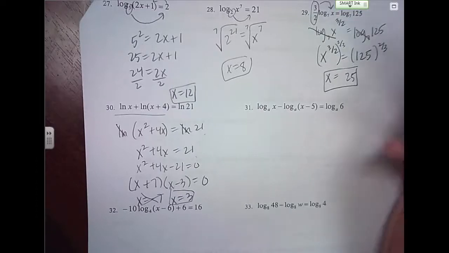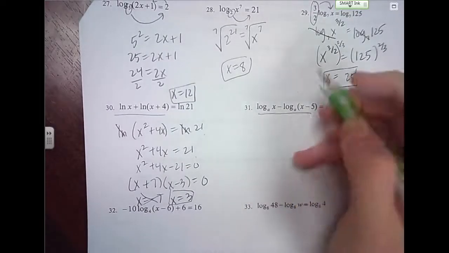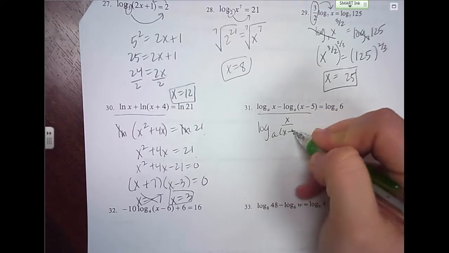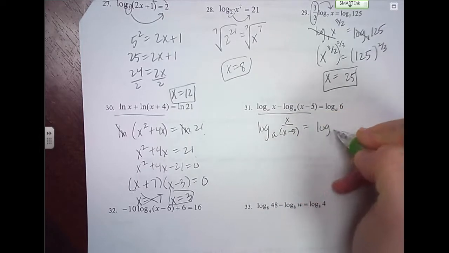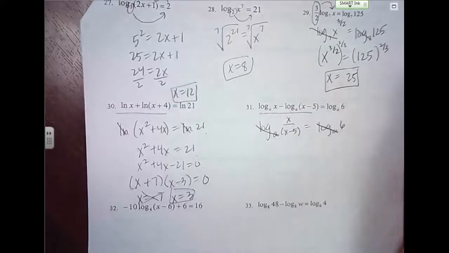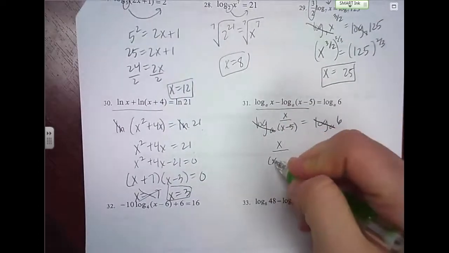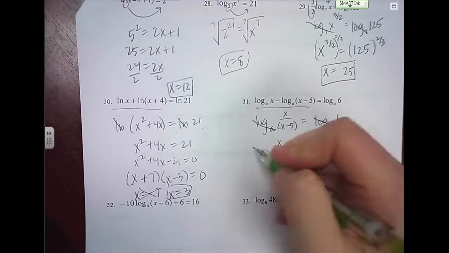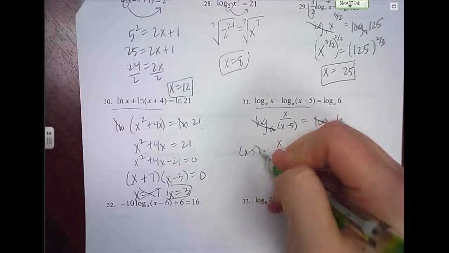So for log, on this one, subtraction is division. So I'm going to put these together first. So log A, x divided by x minus 5 equals log A, 6. Cross out the logs. X over x minus 5 equals 6. So we want to get this out of the denominator. So multiply x minus 5 over.